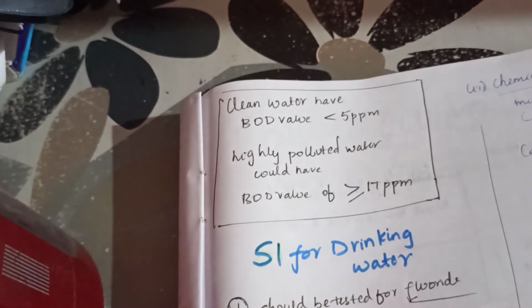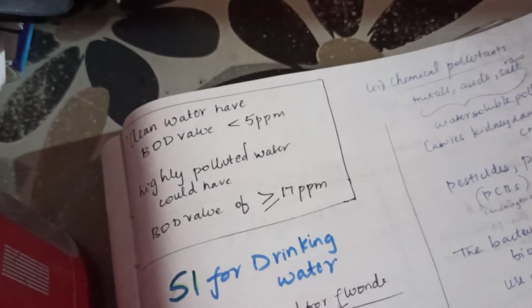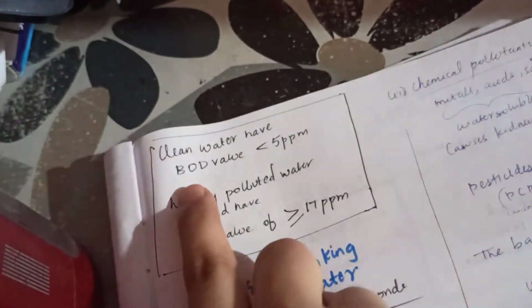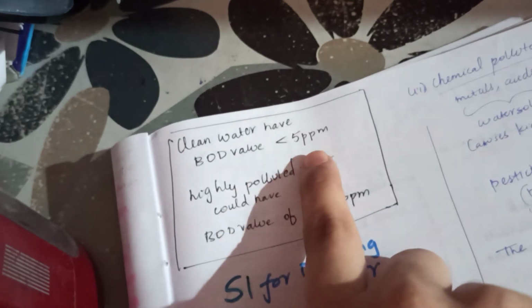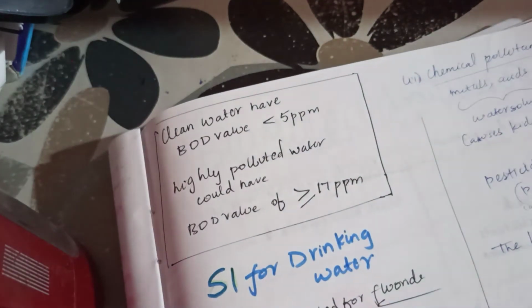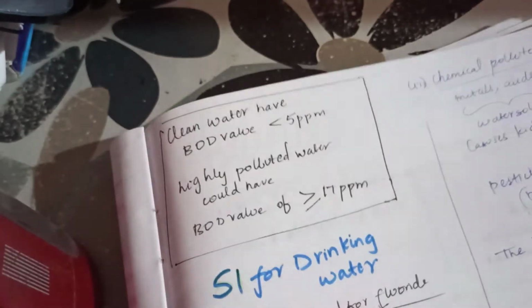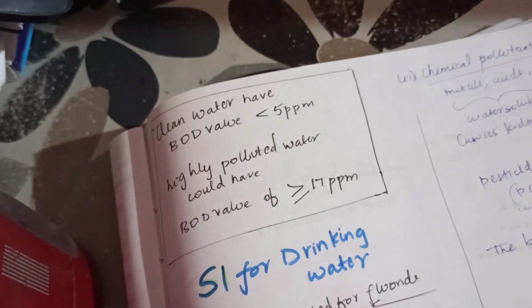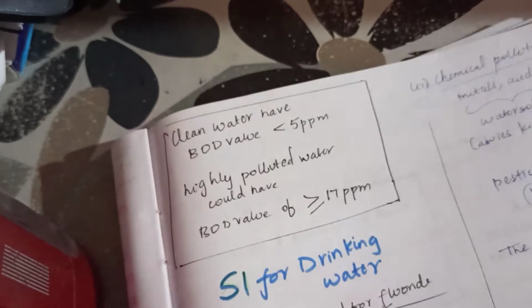So clean water has a BOD value. What is BOD? Biochemical oxygen demand. Just remember the full form too. In clean water it is less than 5 ppm. In highly polluted water, BOD value is greater than or equal to 17 ppm. Okay, just remember this, very important. 17 ppm, and less than 5 ppm in clean water.